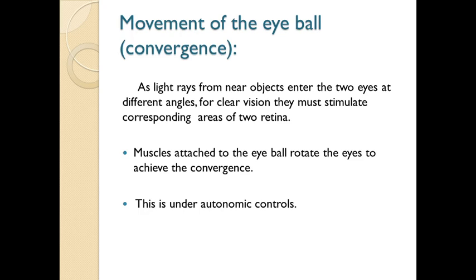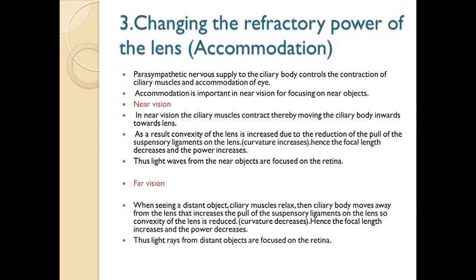Now this happens under autonomic control. This is involuntarily done. Then when the third process is considered, that is change in the refractory power of the lens or accommodation, parasympathetic nervous supply to the ciliary body controls the contraction of ciliary muscles and the accommodation of the eye. Accommodation is important in near vision for focusing on near objects. Actually, when we are not focusing on any object, our eye is in a relaxed position. In distant or far vision, our eyes also remain relaxed, so there is no need of special adjustments in far vision. It is in near vision that special adjustments should be done.